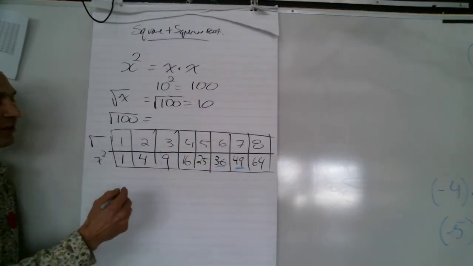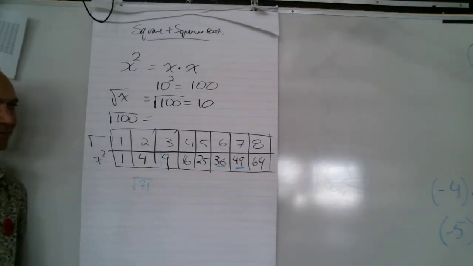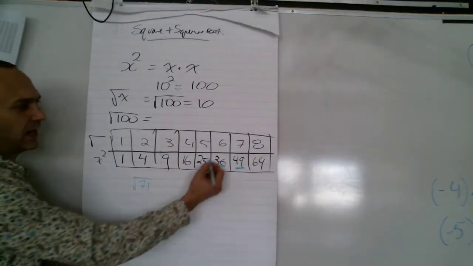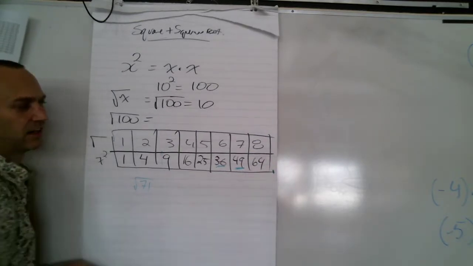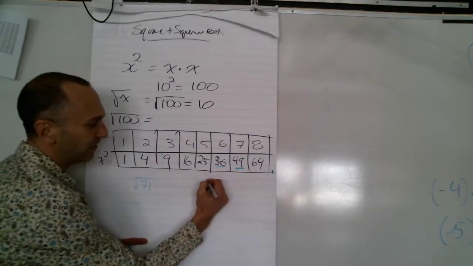Okay. Now, here's where it gets interesting. I asked you guys to estimate the square root of 71. So where would that fall on this scale? 8, 9. Yeah, it would fall over here, wouldn't it? Now, what is 9 squared? 81. So I have 64.